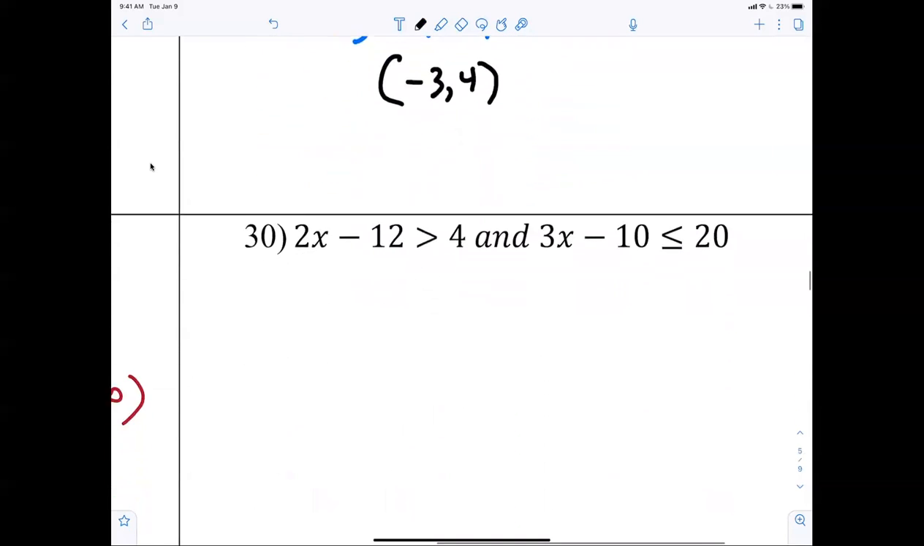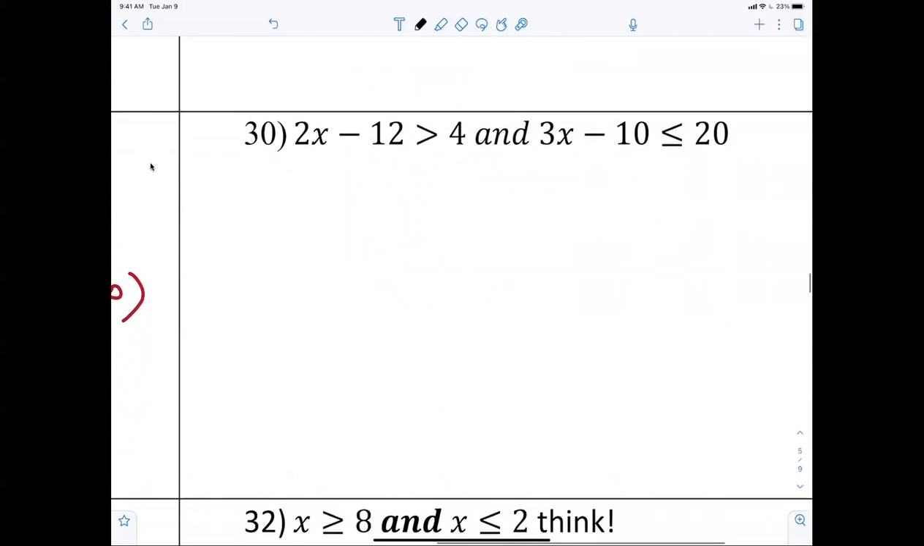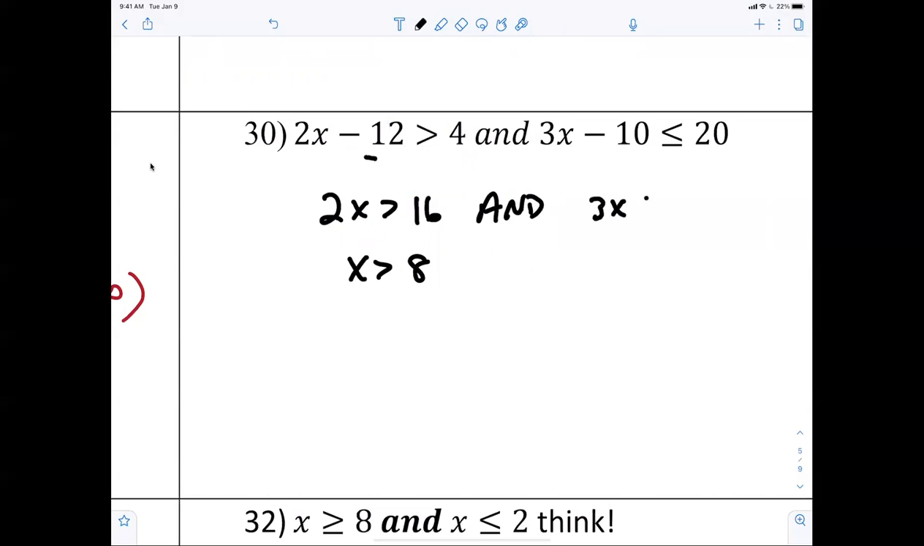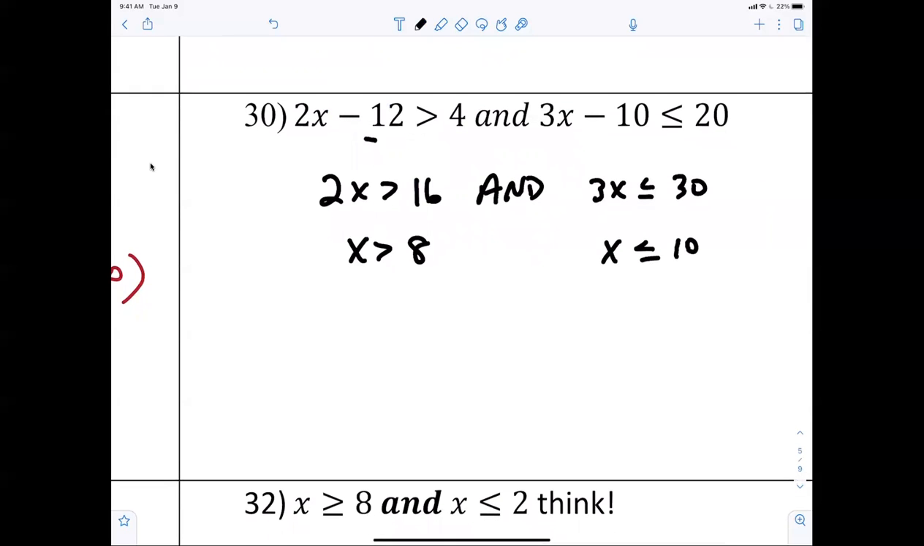All right, here we go. 30. What do I have to do? 2x is greater than 16, so x is greater than 8. And 3x is less than or equal to 30, so x would be less than or equal to 10. So what am I if I'm greater than 8 and less than 10?